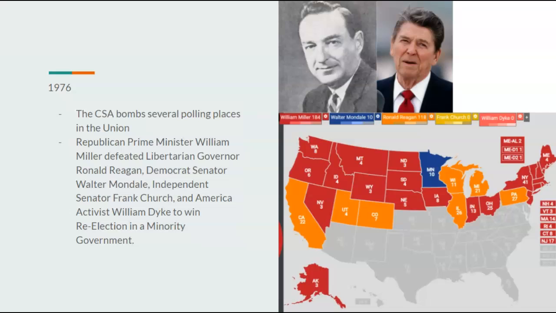Republican Prime Minister William Miller defeats Libertarian Governor Ronald Reagan. He's pro-Confederate. He's like, yeah, I like Fidel Castro's idea of bringing back the country. Why don't we do that? And, you know, he's hated. William Miller's like, he's a traitor to our people, and Miller tries to get him killed, but people won't have it. People are now starting to realize, whoa, Miller, this is not what we wanted. You said you were for us. What happened? He's become a dictator, and everybody knows it. Democrat Senator Walter Mondale, Independent Senator Frank Church, and America activist William Dyke win re-election, but it's a minority government. Democrats and Libertarians have more people than Republicans do. It's shocking.